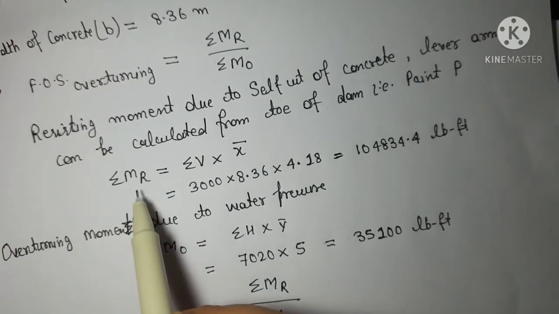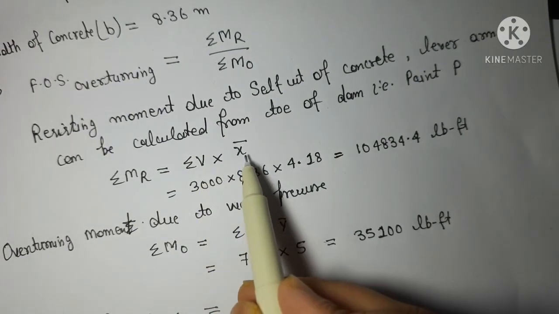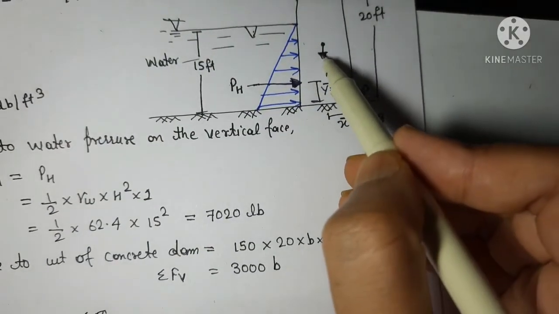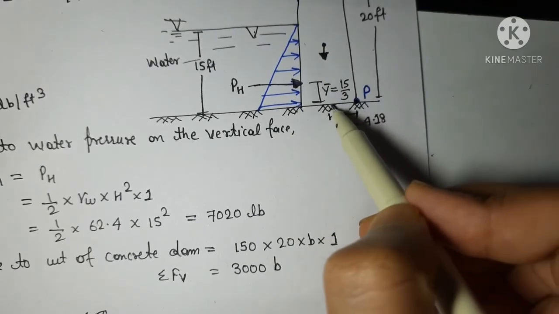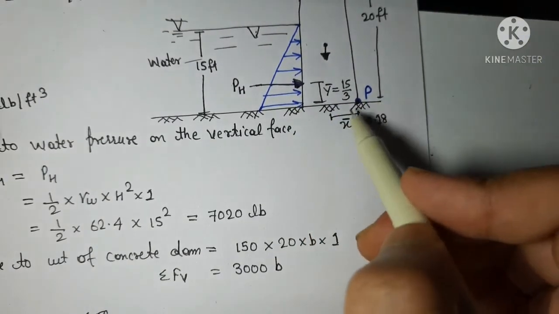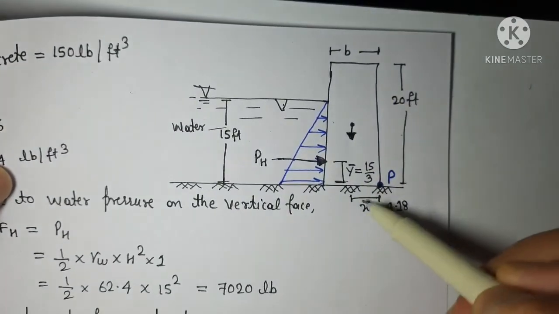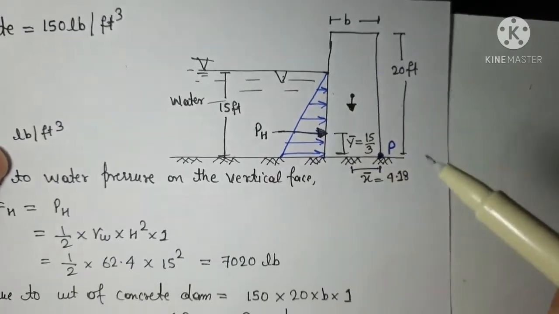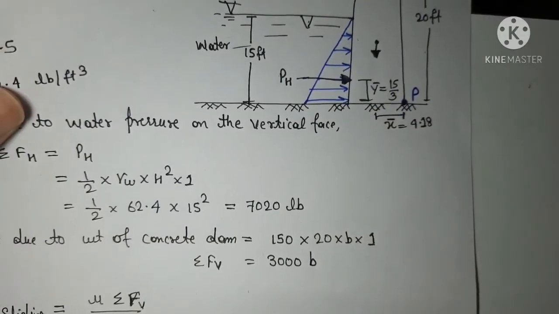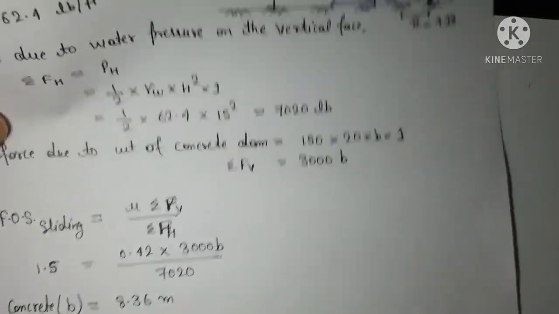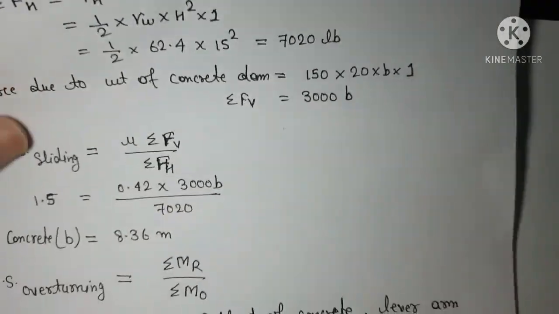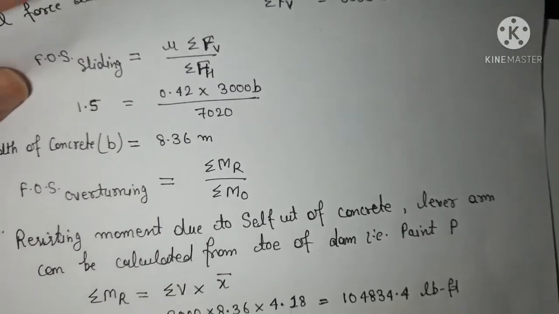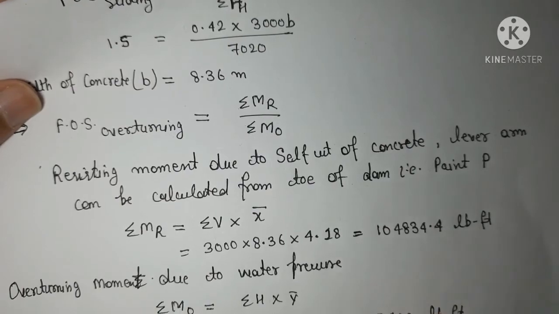Here you will see resisting moment is equal to summation of Fv into x bar. X bar is the distance from P to the load, the weight of the concrete. X bar is equal to B by 2 because this is a rectangular dam. B is 8.36 and x bar is equal to 4.18. Now we will put the values and we will get the results.